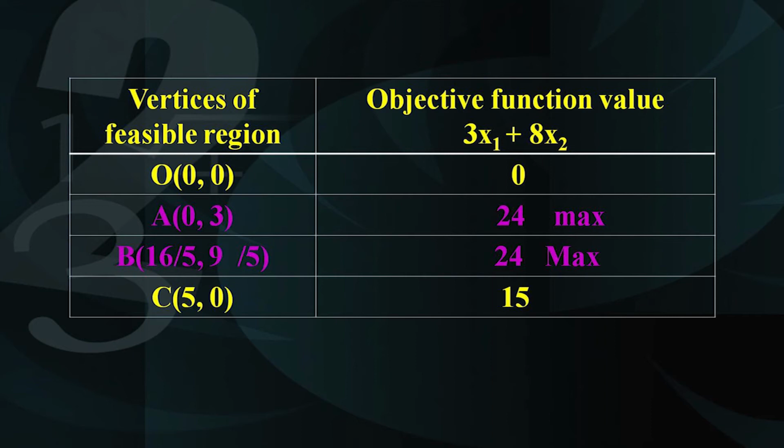Now, looking at the vertices of the feasible region and their corresponding objective function values, we find that at the origin the value is 0, at the 2 points A and B the value of the objective function is 24, and at the point C the value is 15. This indicates clearly that the highest value amongst all these 4 is attained at these 2 points. So, 24 is attained at both A and B, and as I said before, if you take any other point on the line segment AB, that point will also give a value 24.